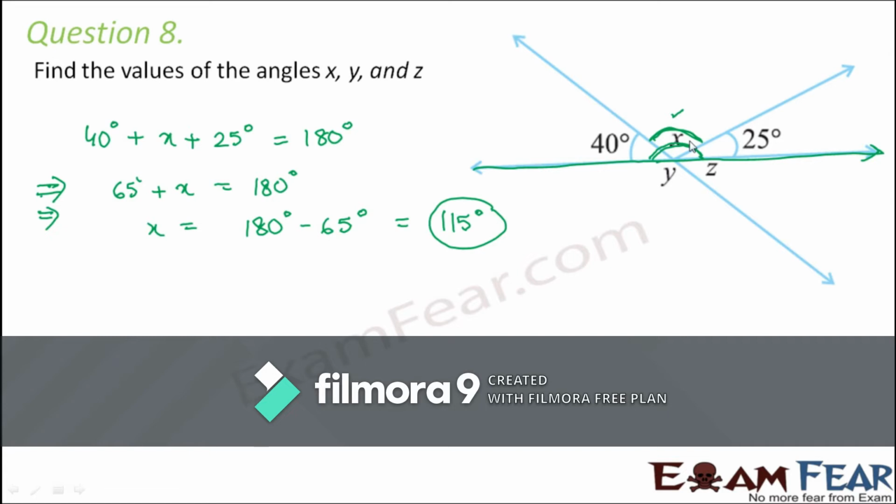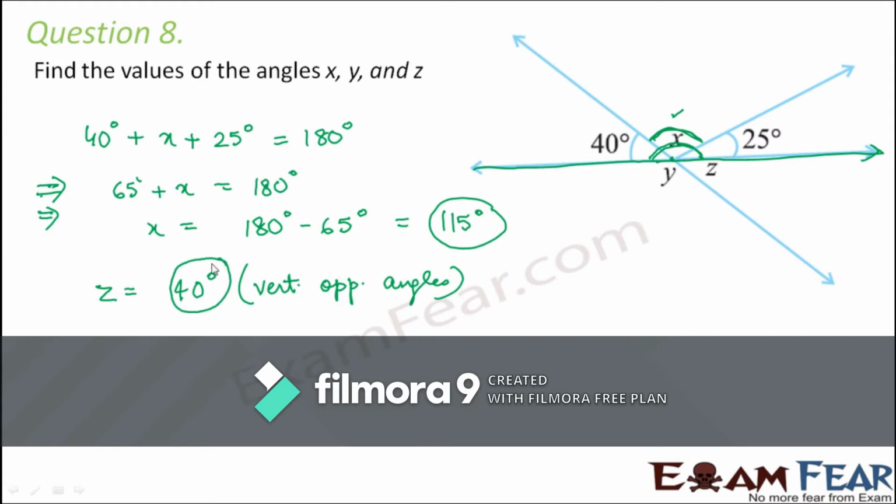Now let us focus on y and z. Now z is pretty simple to find because z and 40 degrees, these are vertically opposite angles, because this line and this line, these are two intersecting lines. This is the point of intersection. So z and 40 degrees, they lie exactly opposite to each other. Therefore z is equal to 40 degrees because they form vertically opposite angles.